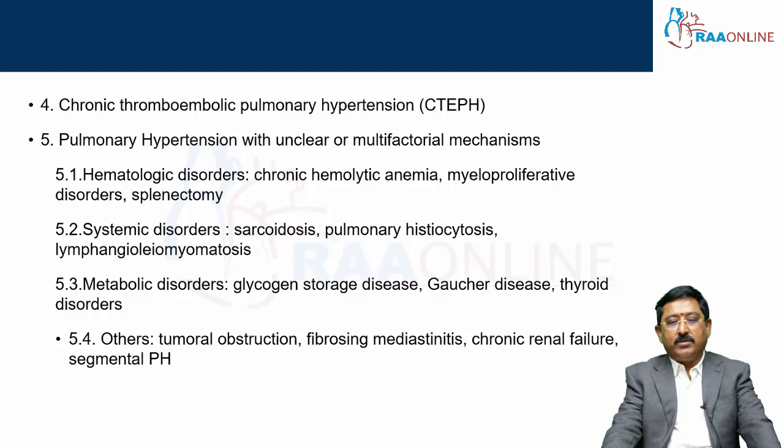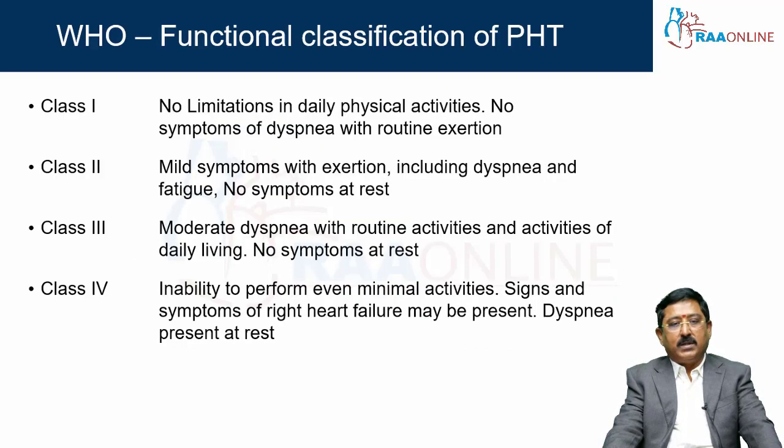Metabolic disorders like glycogen storage disease or Gaucher's disease, and thyroid disorders, very rarely can present with pulmonary arterial hypertension. Other causes include tumoral obstruction of the vessels, or fibrosing mediastinitis, most commonly in patients with tuberculosis of the mediastinal nodes. If you do not treat the patients properly, they will develop fibrosing mediastinitis and later pulmonary arterial hypertension. Chronic renal failure and segmental pulmonary hypertension are also causes, as is chronic pulmonary embolism.